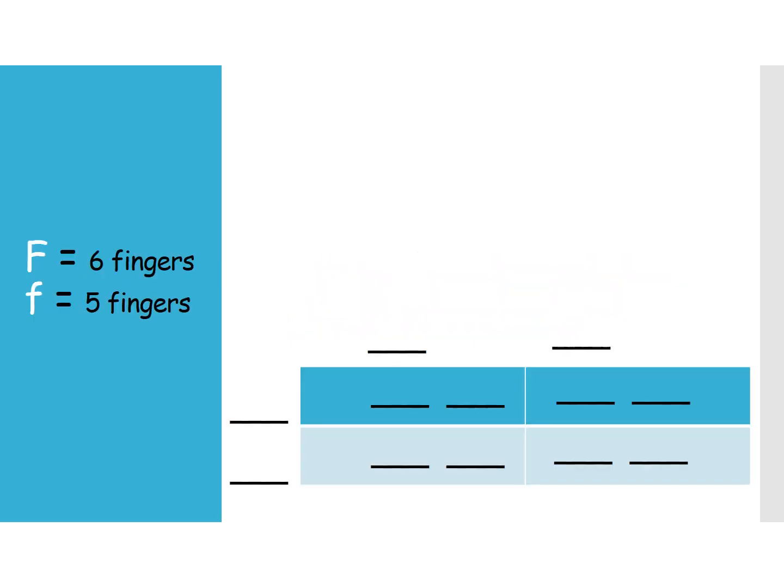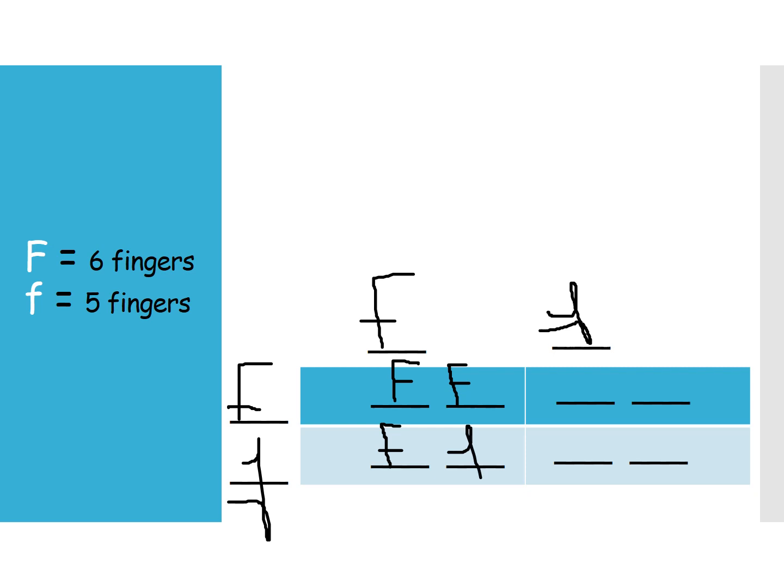So again, we can use capital F to represent the dominant trait of having 6 fingers, lowercase f for representing the recessive trait of having 5 fingers. I always like to use letters where the capital letter and the lowercase letter look very distinctively different. Okay. So here we have a child with 6 fingers. Here we have a child with 6 fingers. Here's another child with 6 fingers. And this represents a child that has 5.